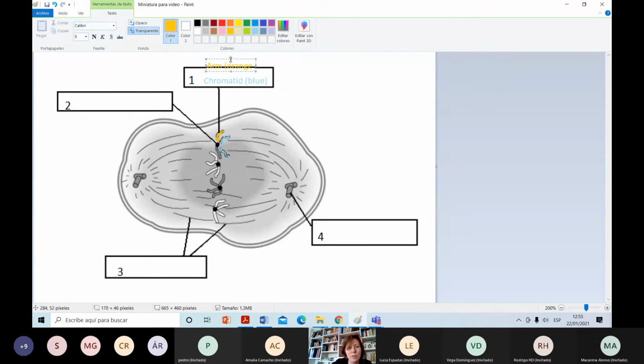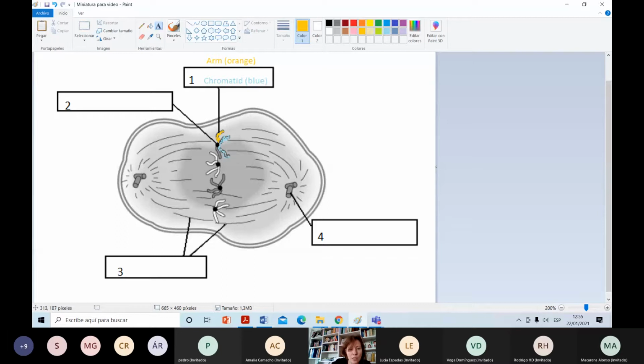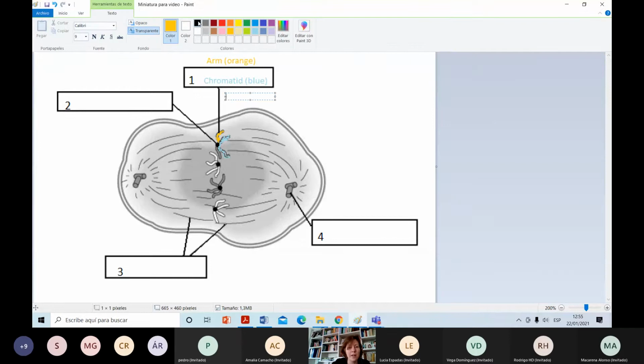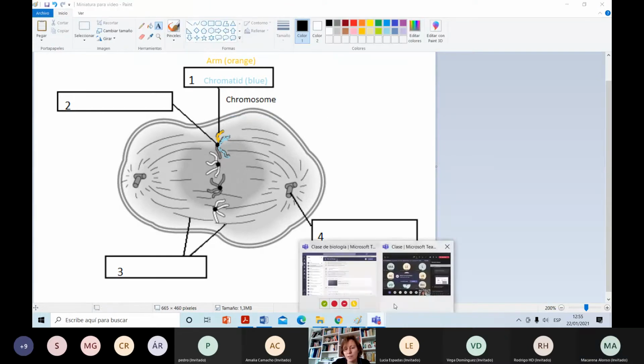Okay, so depending on what you think this arrow is pointing at, if you think it was this long structure, that is a chromatid. If it's only these tiny parts, that is the arm of the chromosome. If you think, as you thought, that it was the whole structure, then, of course, the whole structure is the chromosome. Okay? So, 3 different possibilities.